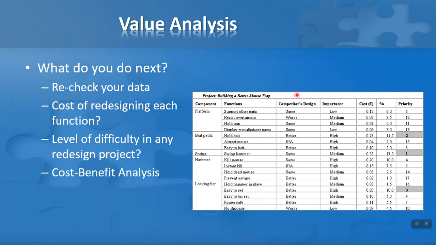We're comparing our competitor's design with ours. We're also looking at the level of importance to our customers, considering the cost of each of those functions, working out the percentages that allow us to set the priorities for improvement. Well, by the way, you see some NAs in here, but of course we're not going to be cruel here and actually kill some mice when we are comparing with our competitors. So that's why you see NA in some of these slots here.